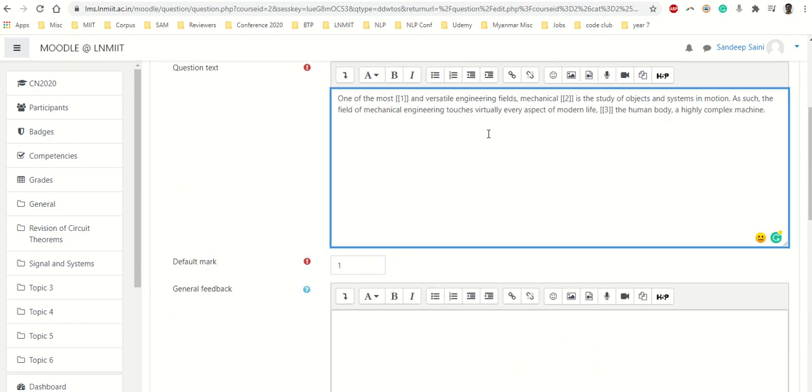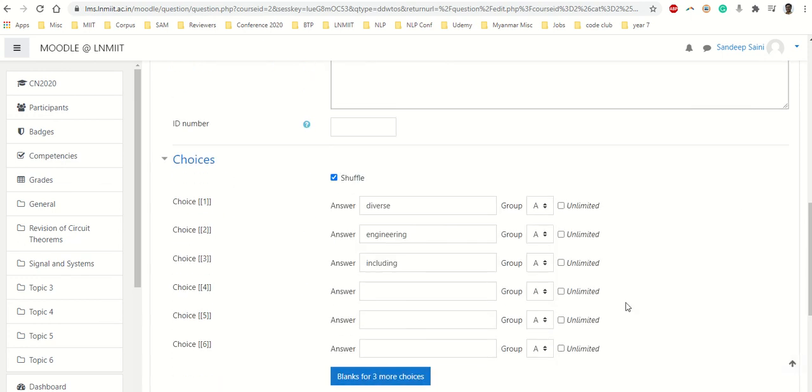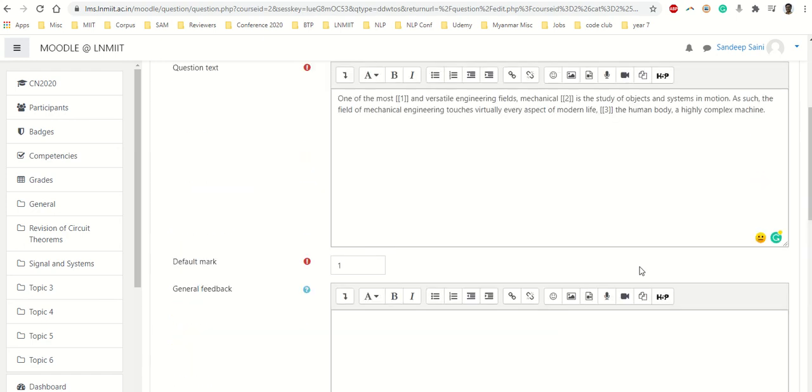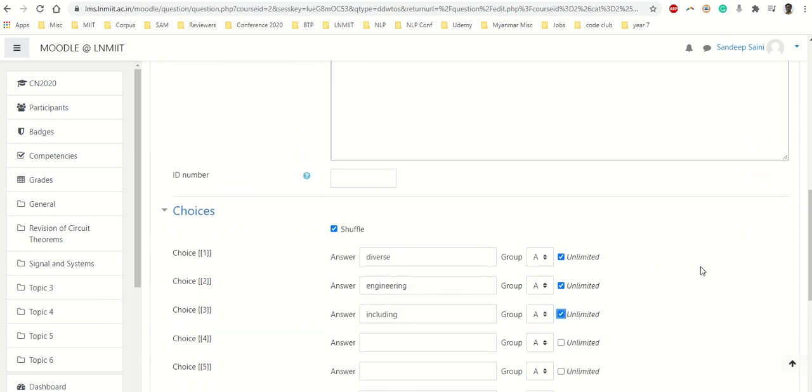So all of these, now if you want, you can make one more paragraph and the choices for second paragraph can go to group B. So first paragraph, first choices, second paragraph, second choices, and so on. Unlimited means even if you have picked one word for one blank, it can still be used. It will be available for filling the other blanks. So this is also a good choice to tick.